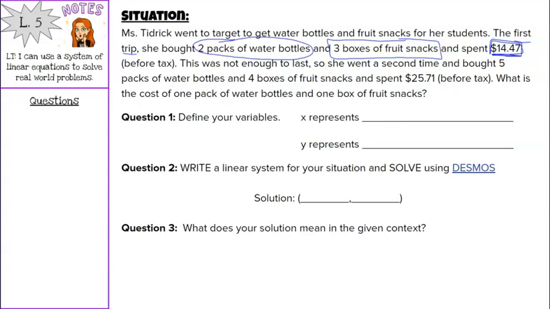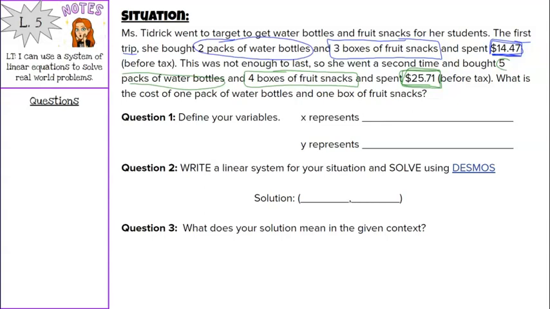This was not enough to last, so she went a second time and bought 5 packs of water bottles and 4 boxes of fruit snacks and spent $25.71 before tax. What is the cost of 1 pack of water bottles and 1 box of fruit snacks?